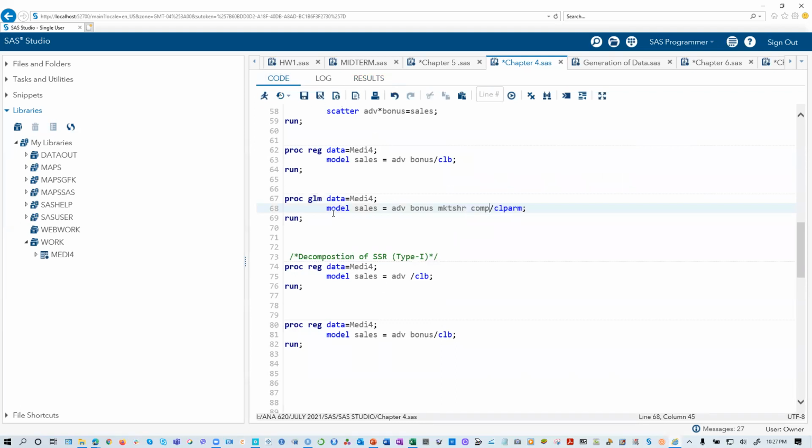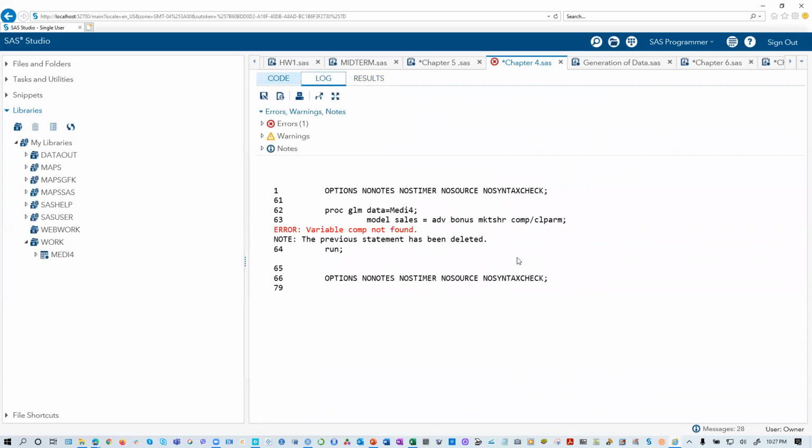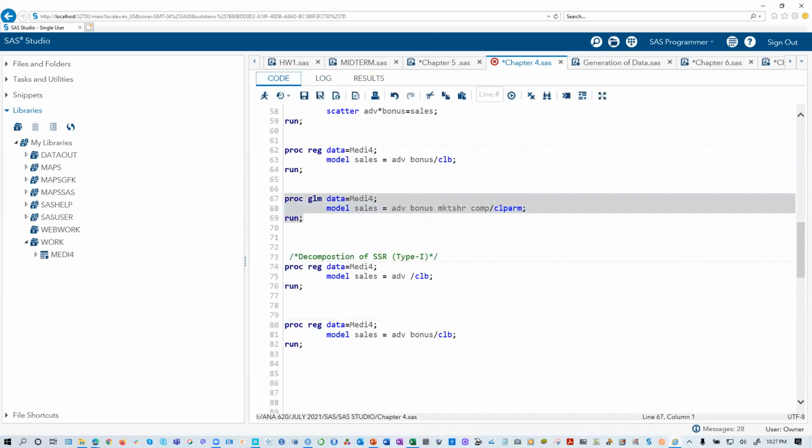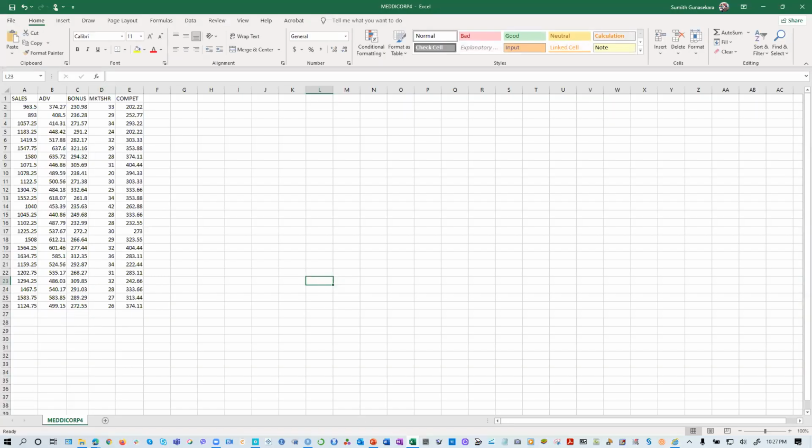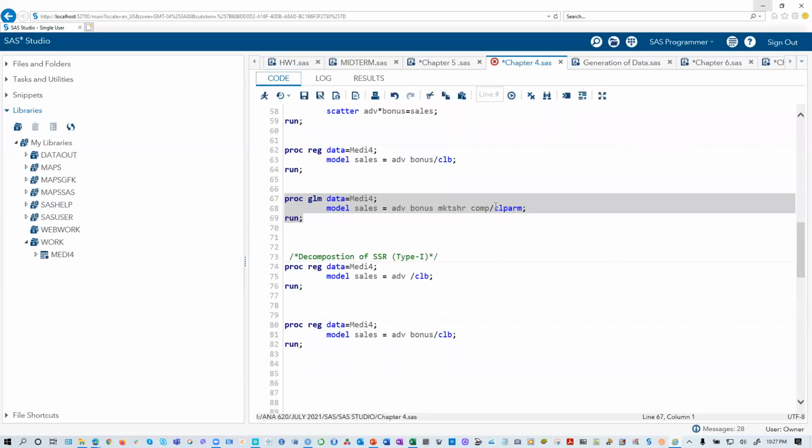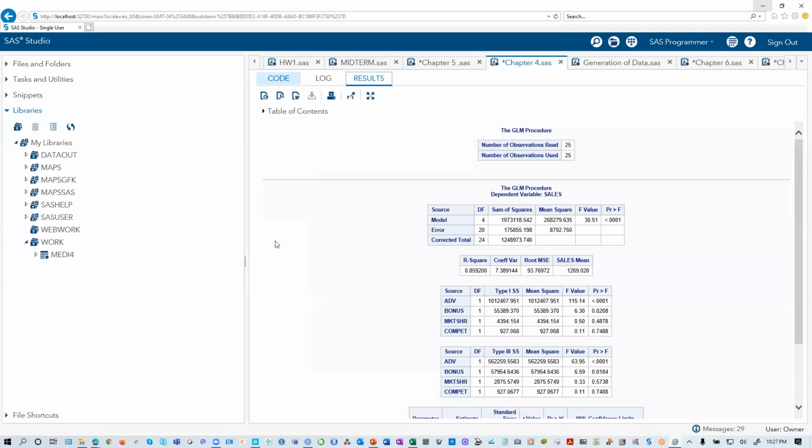That comp, let's say competition. Let me see. I want to see the data set. Compete. That means that you know how to read the two tables now.